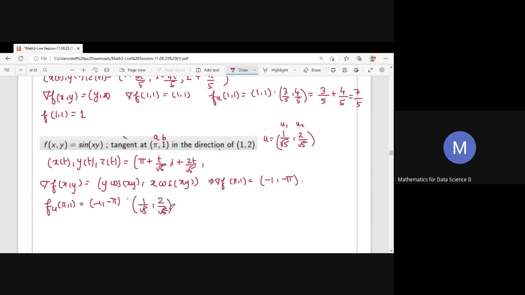So what is the answer? Minus 1 minus 2 pi by root 5. Okay. And what is f of pi comma 1? 0, since sin pi equals 0. Okay, so 0 plus t times of this. So you have minus 1 minus 2 pi by root 5 times t. Okay, so this is your equation of the tangent.